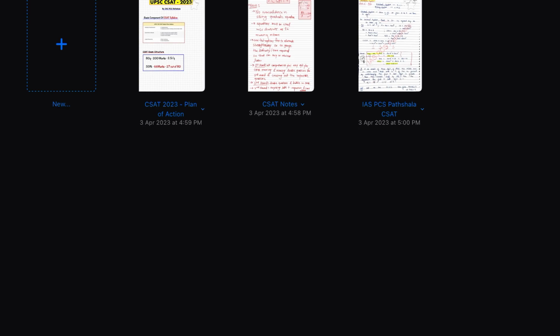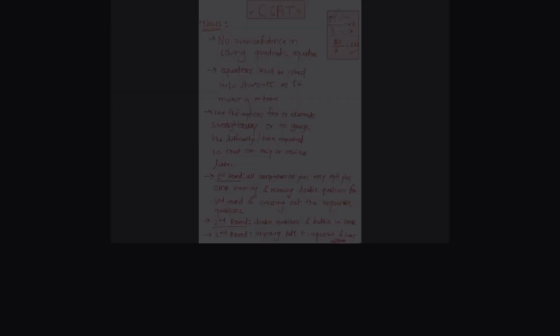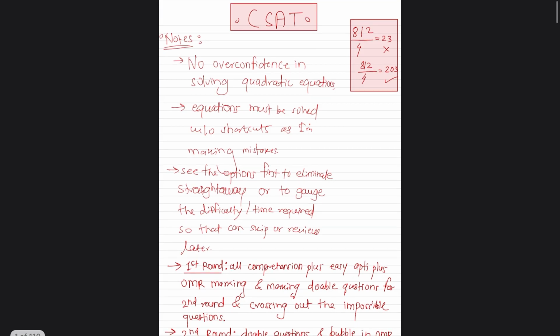Now there are two options. You can make notes either offline or in an online format. In this case I have made the notes in digital and online format. Online, why am I saying online? Because I have uploaded the copy of this CSAT notes file. This is again a PDF file. I'll share that with you in detail.